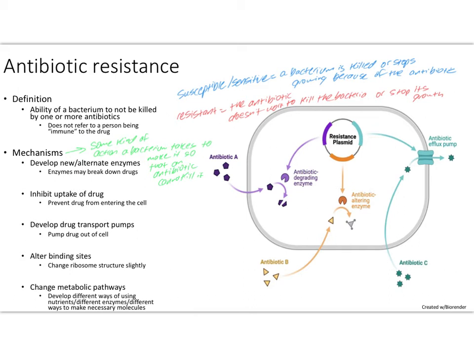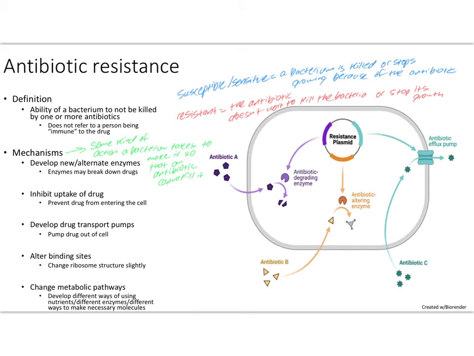There are 5 main ways that bacteria can make it so that an antibiotic will not kill it. The first way is to develop a new enzyme or some kind of alternative to an existing enzyme. These enzymes may then work to break down the drug. In the center here, you see a resistance plasmid, and we've talked about plasmids before and how they can contain genes for antibiotic resistance, and now we're getting into some of the details of that.